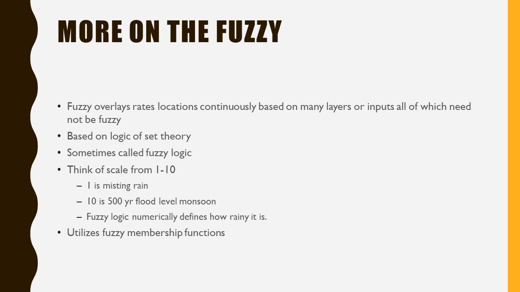The easiest way to understand it is to think of a scale from 1 to 10. 1 is misting rain, and 10 is like a 500-year flood level monsoon downpour rainstorm. Fuzzy logic is just a mathematical way of numerically defining how rainy it is. And you use these fuzzy membership functions as opposed to asking a 1 or 0, yes or no Boolean question of is it raining or is it not raining. We want to know how much it's raining, and so we can use a scale like this to do that.